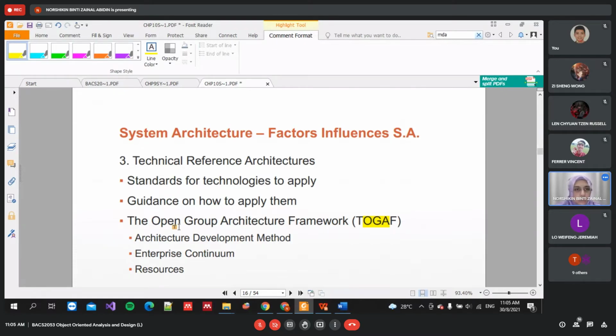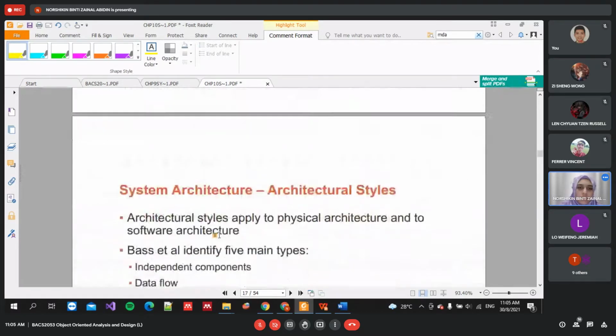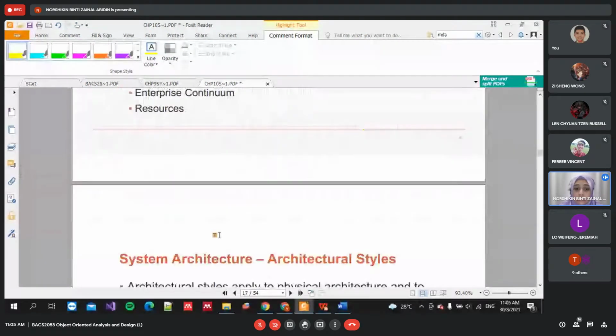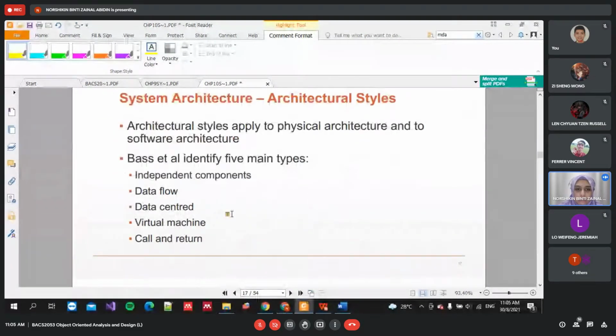You will hear this term a lot, framework. That one is for system architecture. Any question before I move on to architectural style?